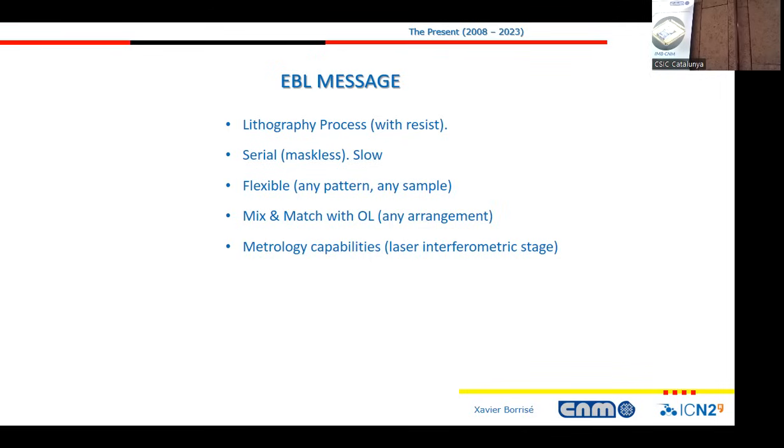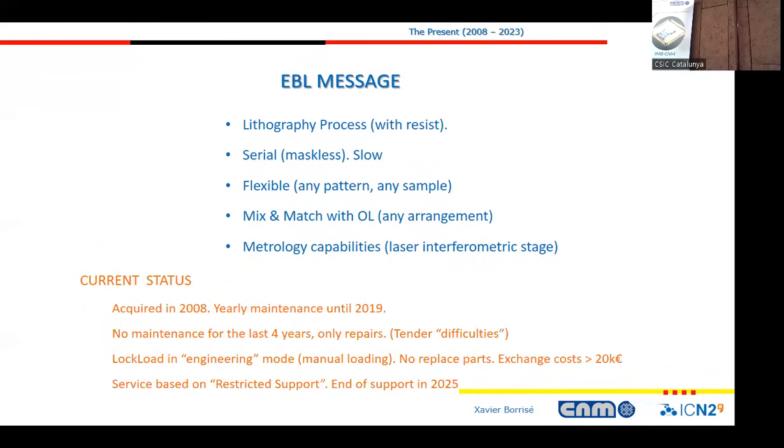The current situation of the system is that it was acquired in 2008. It had yearly maintenance until 2019. But after that, we had to decrease the amount to avoid the tender. After 50,000, we need a tender, and the price for the maintenance increased. So we didn't agree, or we didn't match. And after that, there is no maintenance, only repairs that we have done, several of them. So the system is now in a critical situation.